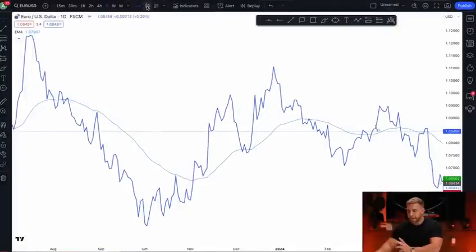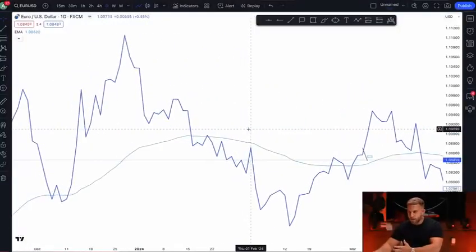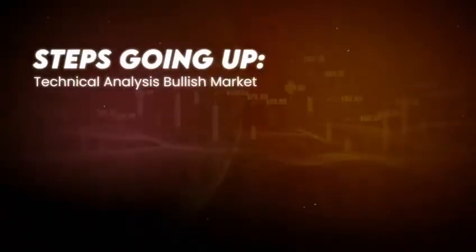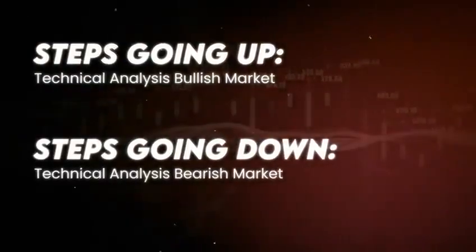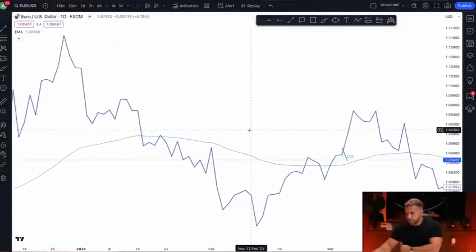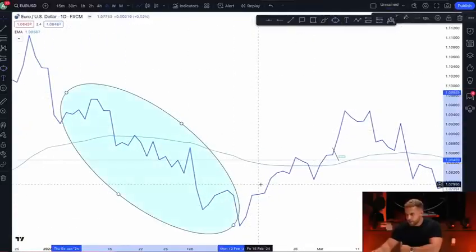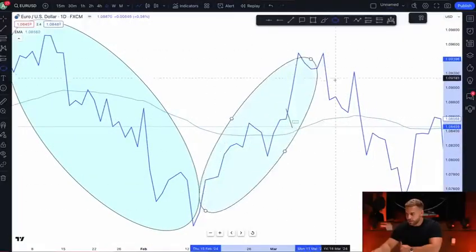So we're going to be going into the candlestick chart a little bit later into the video, but so you guys get the first initial thought, we're going to start off in the line chart. So here in the line chart, it's very straightforward. You have steps going up, which is technical analysis bullish market, and then you have steps going down, which is technical analysis bearish market. Bullish markets are buys, bearish markets are sells. And in this perfect example right here, you can see how the market is having a bearish market to the downside. And then you can see how in this example right here, you can have bullish markets to the upside.